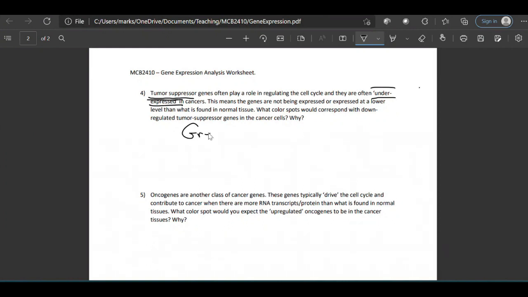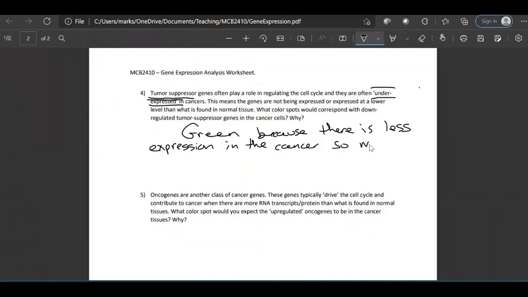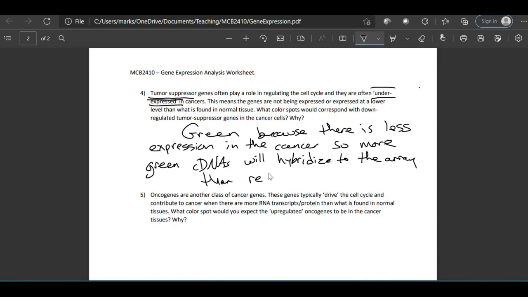Okay. Because there is less expression in the cancer, more green cDNAs will hybridize to the array than red cDNAs.